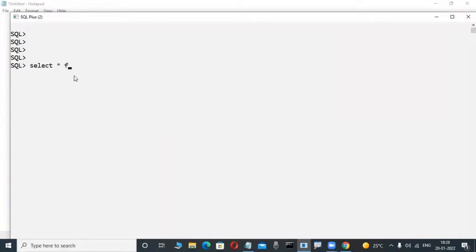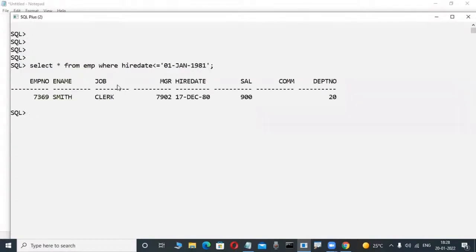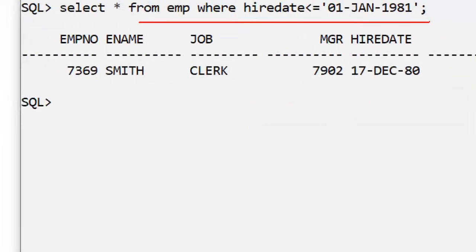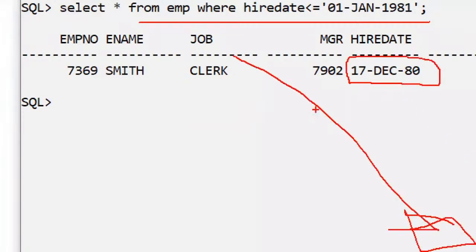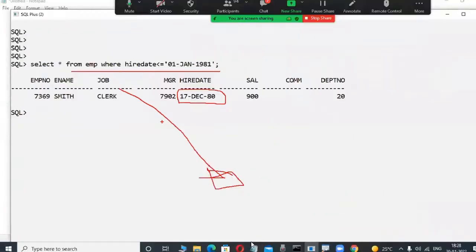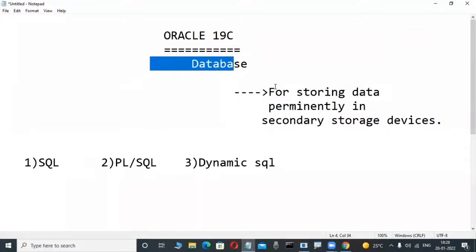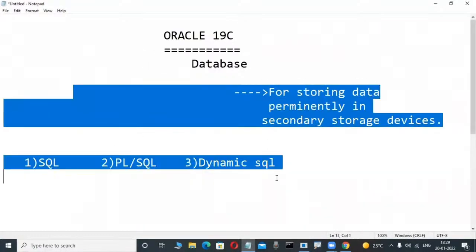Observe here: select star from table name where hire date is less than or equal to 1st January 1981, like this. Just by writing the query, data is displayed automatically. With a single line of code, the employees who joined before 1981 are retrieved from the database. That's why efficient data retrieval is most powerful, and it is possible only through these databases and these languages.